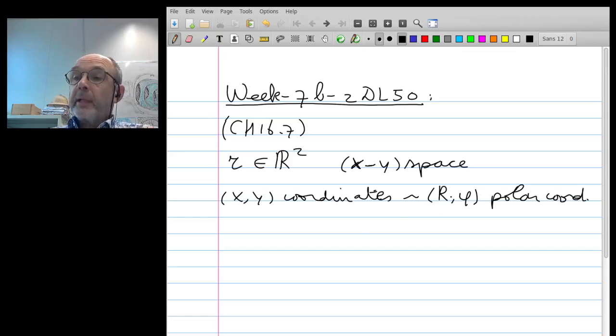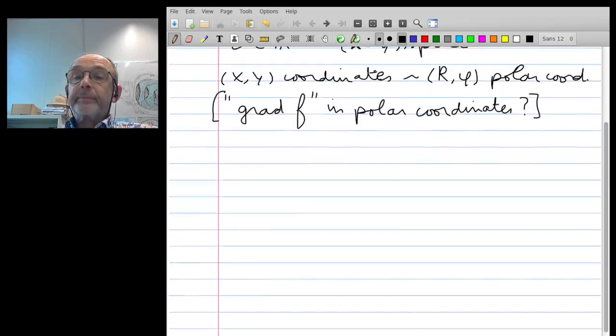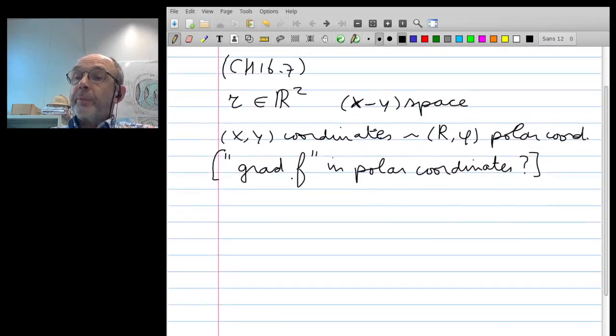So, now in a certain sense, the question is the gradient of f in polar coordinates. What to do? How to calculate it? That is the main question. And let me see how we can do that. Now, what do we know?